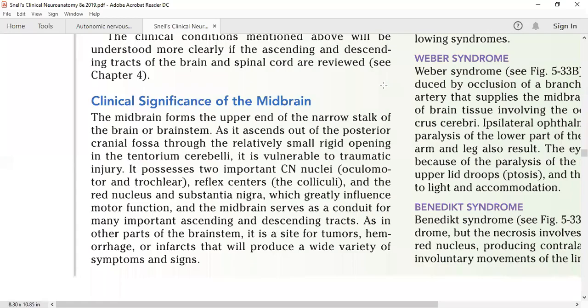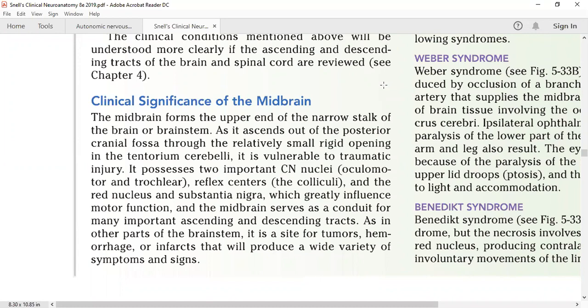Hello friends, today we are going to talk about clinical significance of the midbrain. The midbrain forms the upper end of the narrow stalk of the brain or brainstem. As it ascends out of the posterior cranial fossa through the relatively small rigid opening in the tentorium cerebelli, it is vulnerable to traumatic injury.